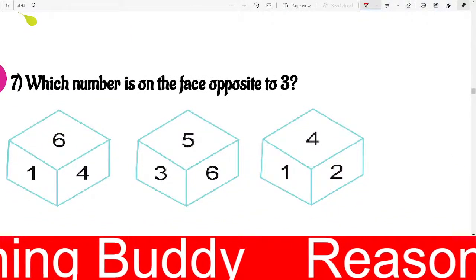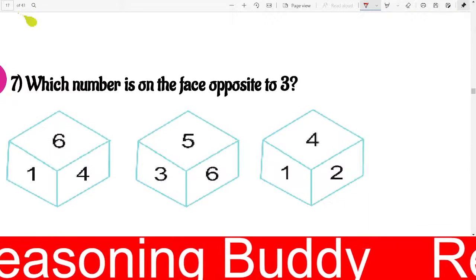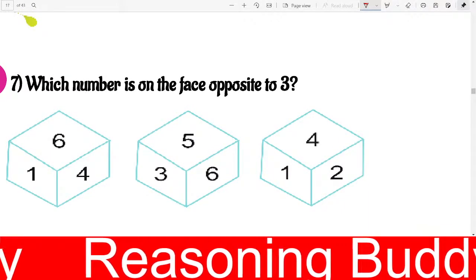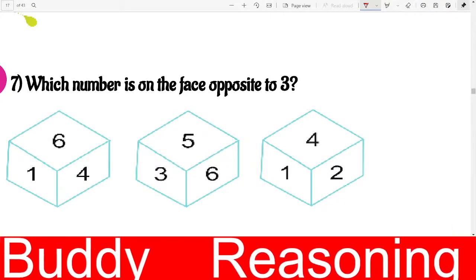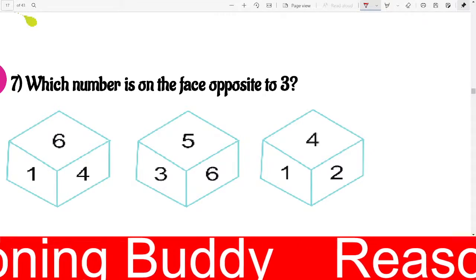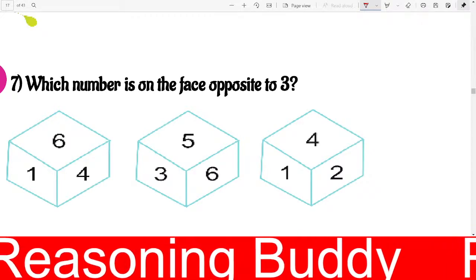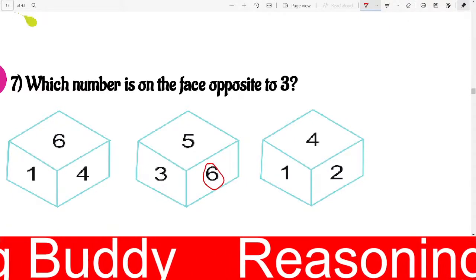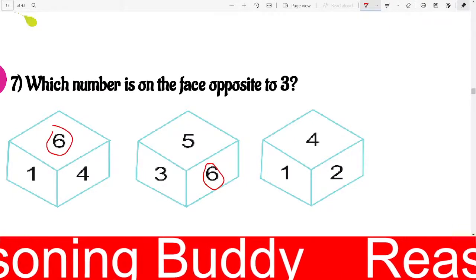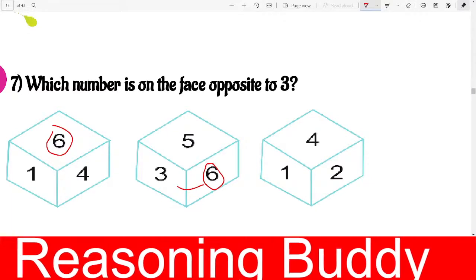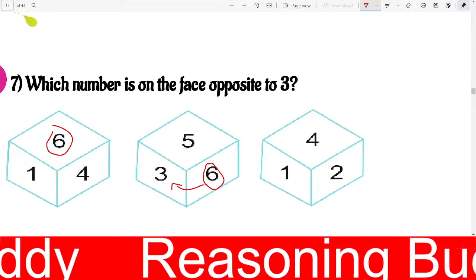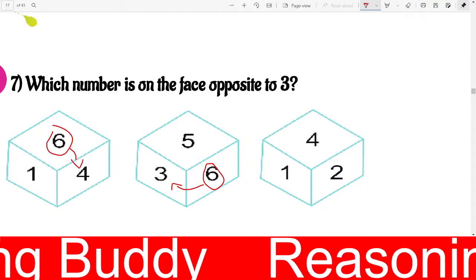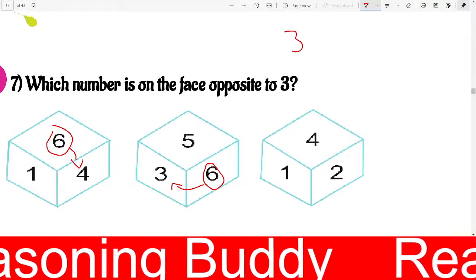So next, which of the following is the face opposite to 3? They asked for the face opposite to 3. So see here, again you can take this clockwise method. Here 6 is common for these 2 dice. In clockwise direction, the first one is 3, and here the first one is 4. So 3 and 4 are opposite.